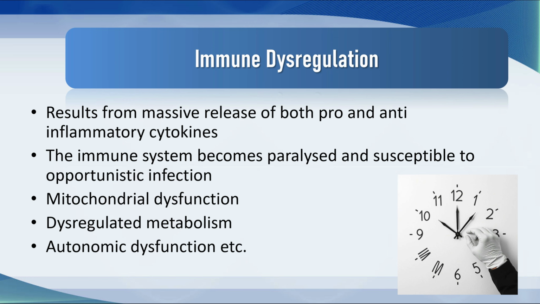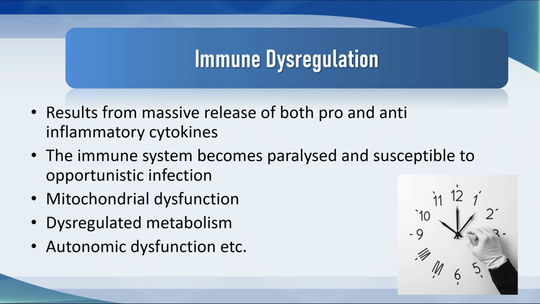The immune dysregulation results from massive release of both anti and pro-inflammatory cytokines. The immune system becomes paralyzed and susceptible to opportunistic infection. There is dysfunction of the mitochondria. There's dysregulated metabolism. The autonomic nervous system becomes completely dysfunctional.